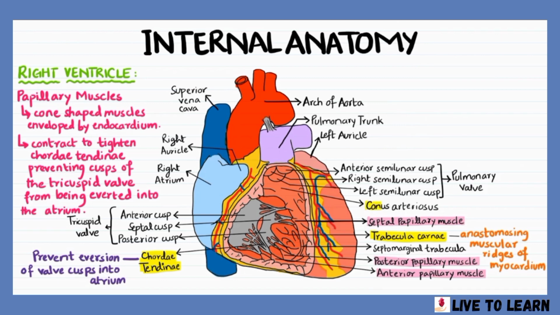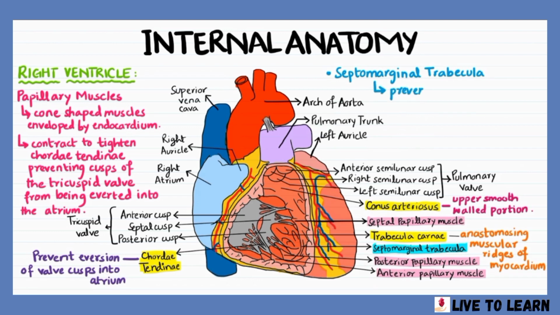The conus arteriosus is the upper smooth-walled portion of the right ventricle, which leads to the pulmonary trunk. The septomarginal trabecula, also known as the moderator band, prevents the overdistension of the ventricle and carries the right limb of the AV bundle from the septum to the sternocostal wall of the ventricle.